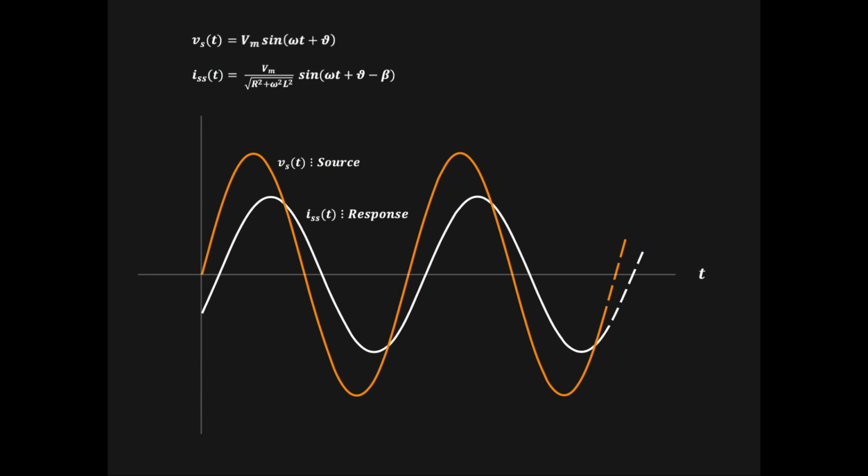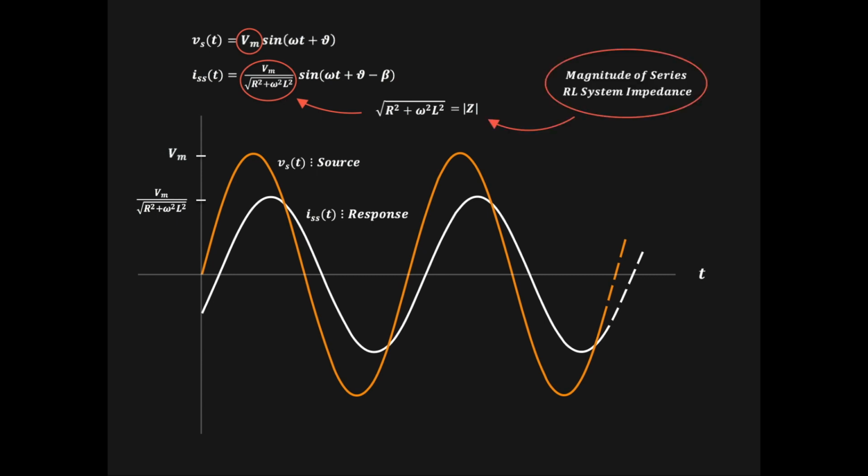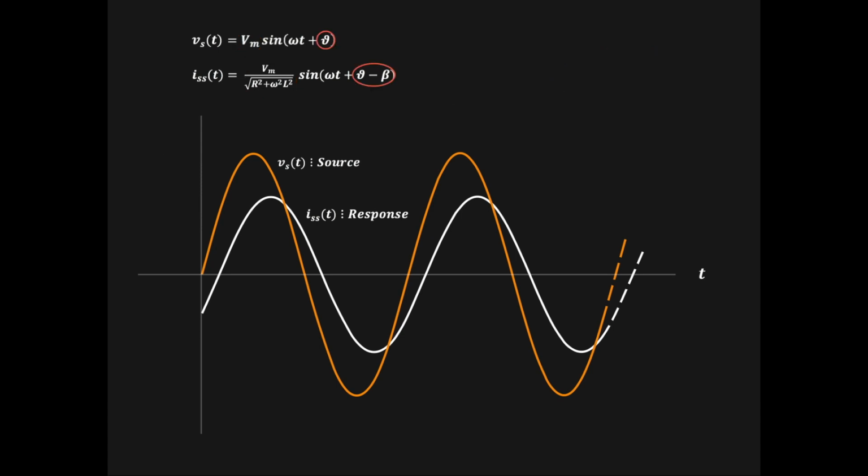This reality is further confirmed if we look at the mathematical expressions for the steady state current response, I of t, and the sinusoidal voltage source, V of t. Both expressions possess the same angular frequency omega. Therefore, they operate at the same sinusoidal frequency as given by f equals omega divided by 2 pi. Furthermore, the amplitude of I of t is equal to the amplitude of V of t divided by the magnitude of the series RL system impedance. Therefore, I of t is a scaled down version of V of t. Lastly, the argument of I of t is displaced by beta with respect to the argument of V of t, which acts to shift I of t to the right.